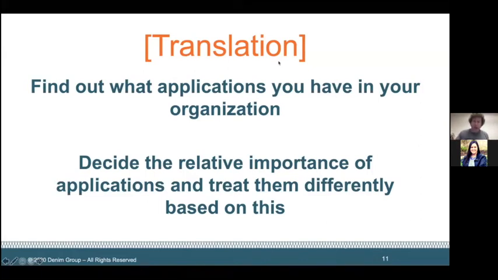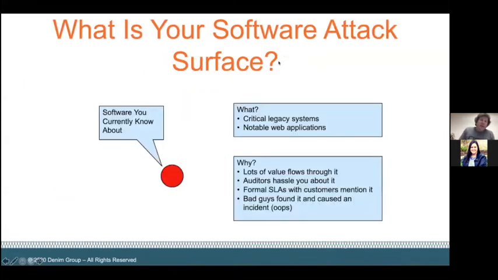Again, that's just the reality of the situation: you can't treat everything equally, and you shouldn't. So what does your application or software attack surface look like? When you start out, there's the stuff that you currently know about. Typically in every organization that we've gone into, this is, hey, we've got these critical legacy systems, we've got these notable web applications. And you know about this because a lot of value flows through it.